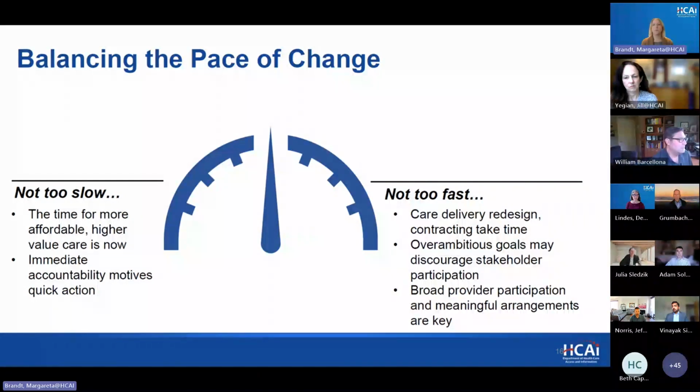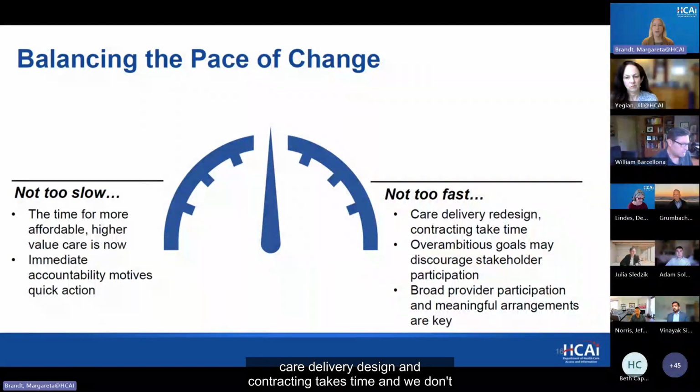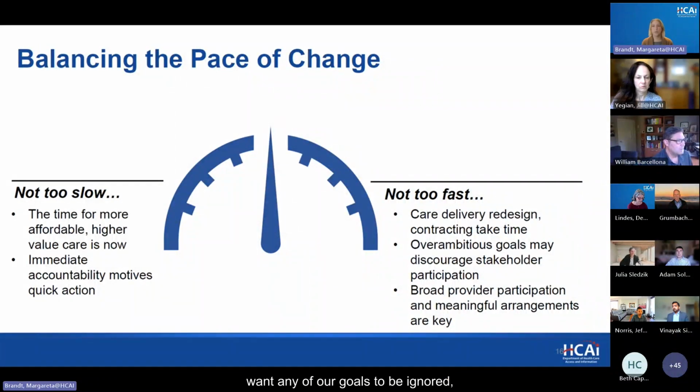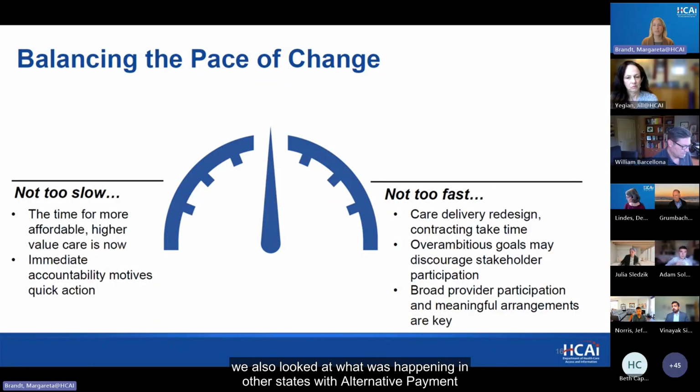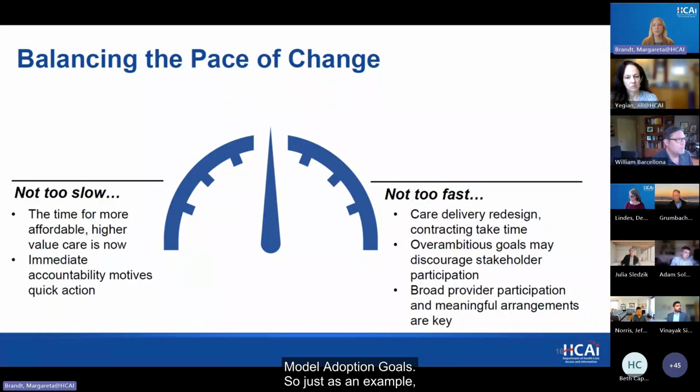We also want to avoid moving too quickly because we want to recognize that care delivery design and contracting takes time. And we don't want any of our goals to be ignored, especially considering that these are voluntary or non-enforceable goals. And we also want to make sure that small practices are included, and that we include broad participation in meaningful alternative payment model arrangements. So given this balance that we're trying to achieve, we also looked at what was happening in other states with alternative payment model adoption goals.